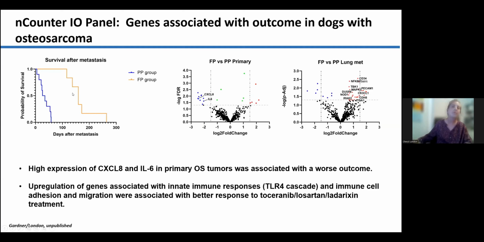In another example of using the IO panel, we were able to look at primary osteosarcoma tumors and identify which genes were associated with good versus poor survival after treatment. And we identified some key genes, CXCL8 and IL-6, which were associated with a worse outcome. And actually this confirmed prior published data, and then upregulation of genes associated with an innate immune response that were associated with a good outcome. So again, the IO panel being incredibly useful for us to identify novel biomarkers.